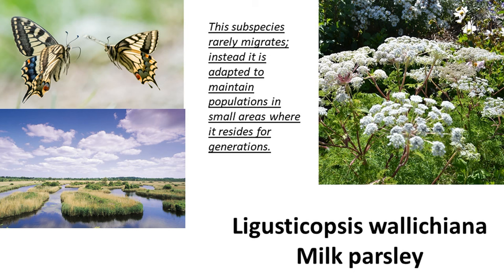The British subspecies also has different behavior. For example, the British subspecies britannicus are said not to migrate much at all. Papilio machaon is an excellent migrant. In fact, all the individuals of the gorganus subspecies spotted in the United Kingdom are probably migrants that crossed the Channel to invade England, because they were desperate for an English breakfast, of course. This subspecies rarely migrates. Instead, it is adapted to maintain populations in small areas where it resides for generations.